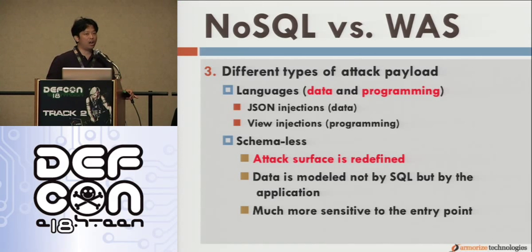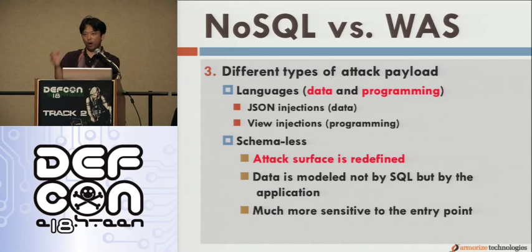And therefore, the attack vectors are very, very sensitive to the entry points. Before it was not. Before, it really didn't matter in which URL we were finding a SQL injection. When we find a SQL injection, we can jump tables, we can jump databases, we can execute system commands. But here, because everything, as we saw previously, is bound to the connector, the type of things that we can do once we can manipulate the flow, the data, or the application itself really depends on which URL we're finding it in.